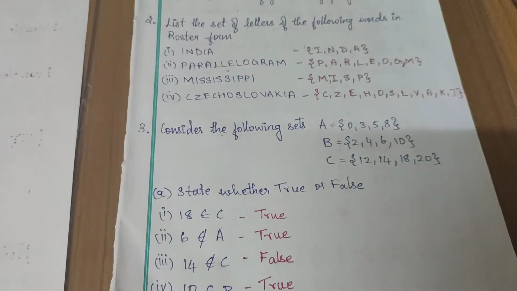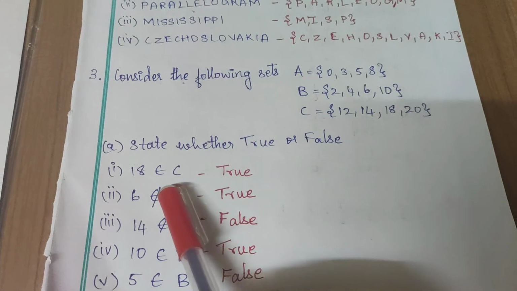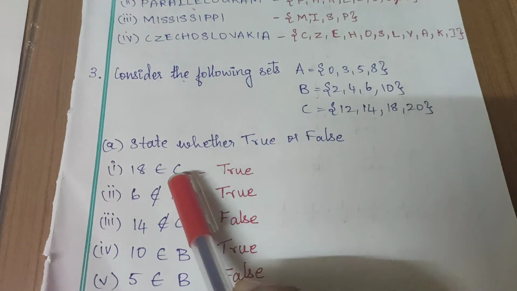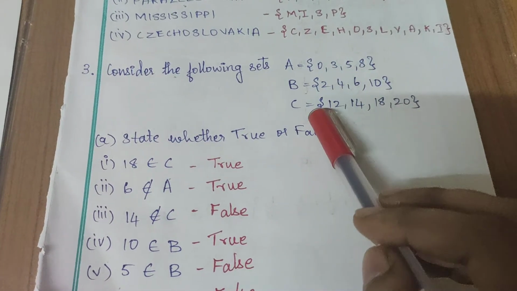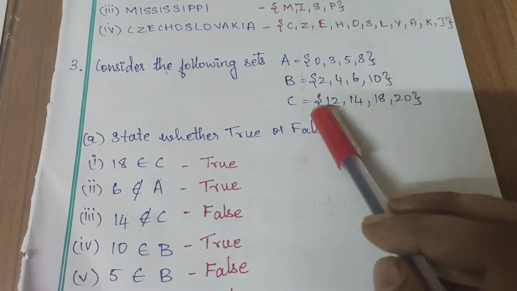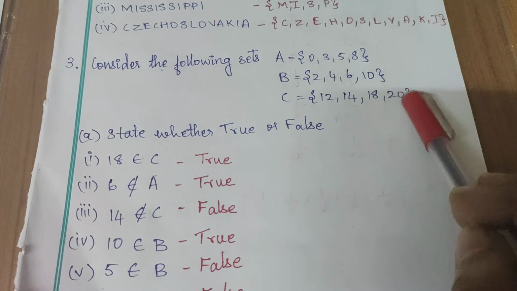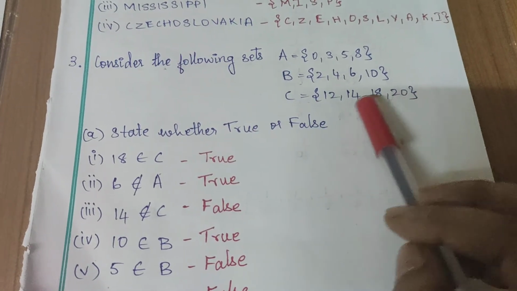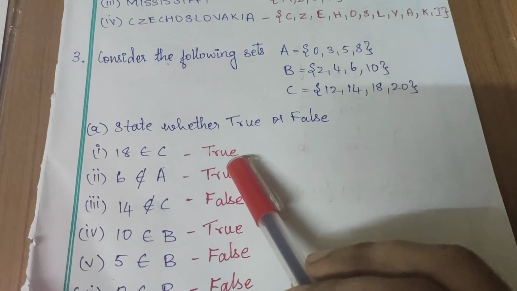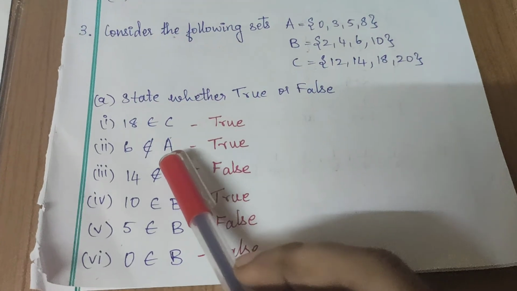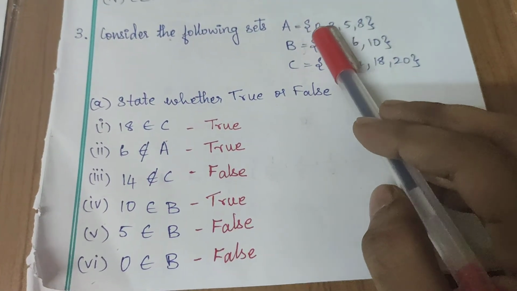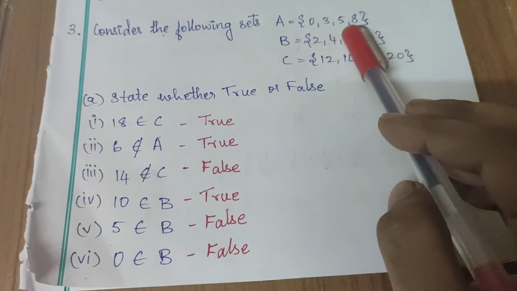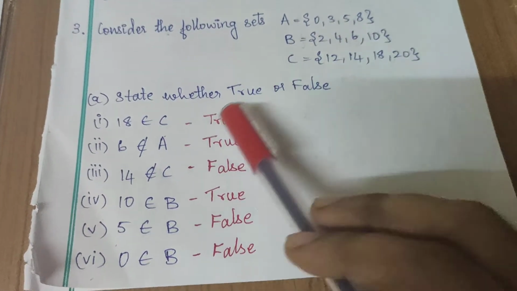Okay, so the first option is 18 is an element of C. What you have to do is look at set C. In set C we have 12, 14, 18, 20. So 18 is an element of C, so it is true. Similarly, 16 is not an element of A. Now in A we have 0, 3, 5 and 8. 16 is not there. So this is true.